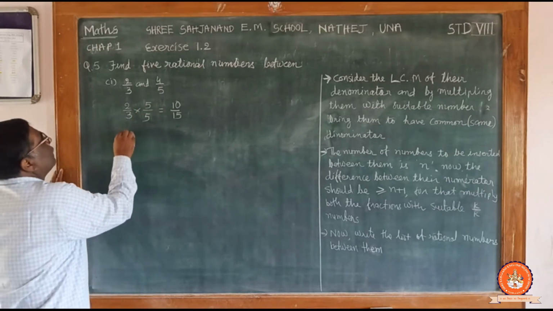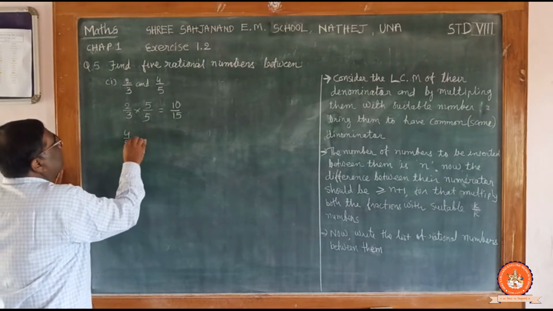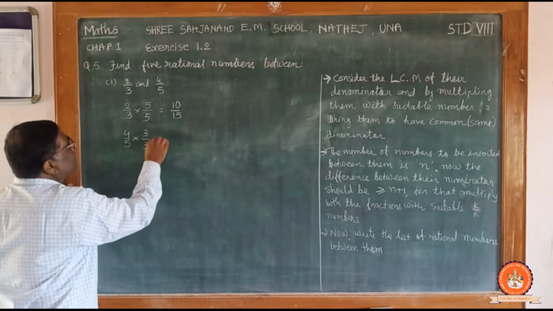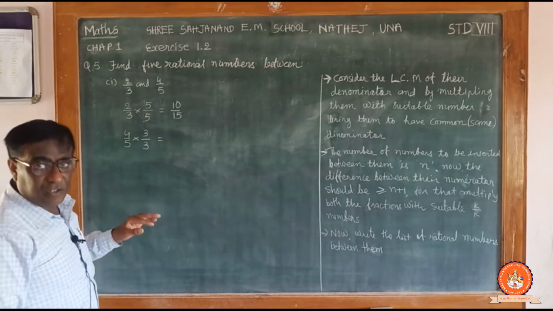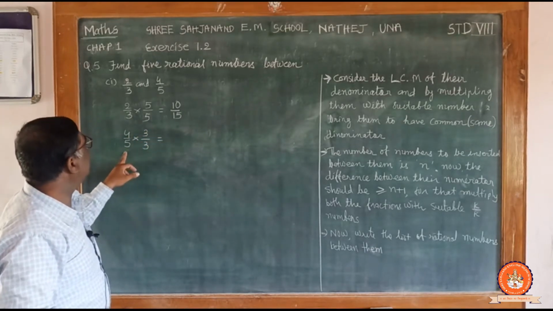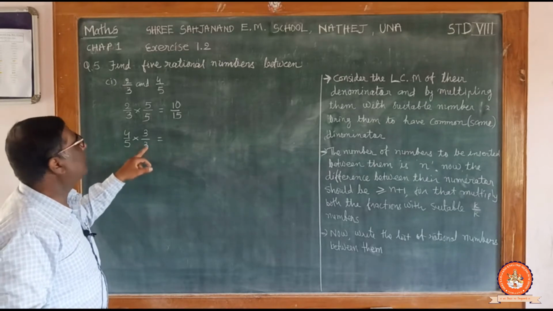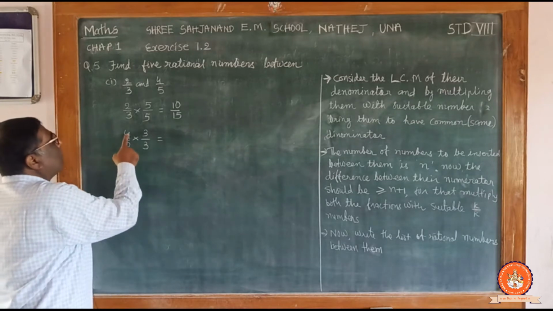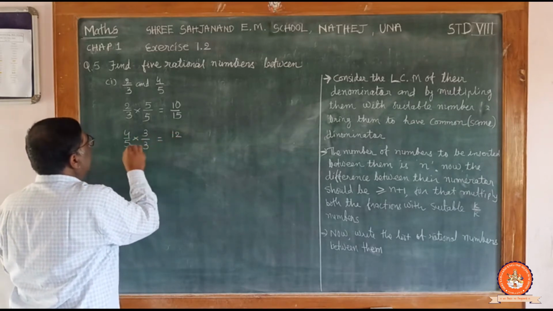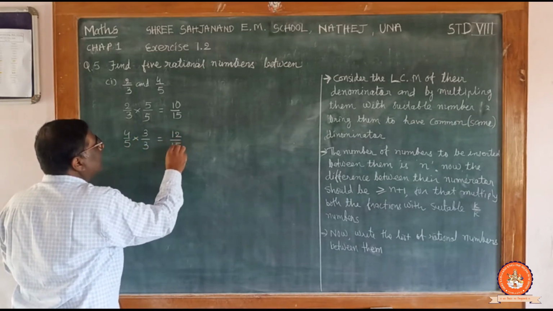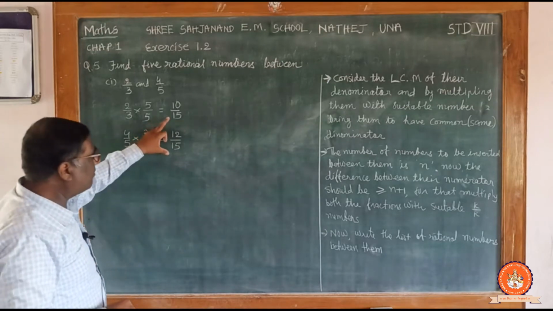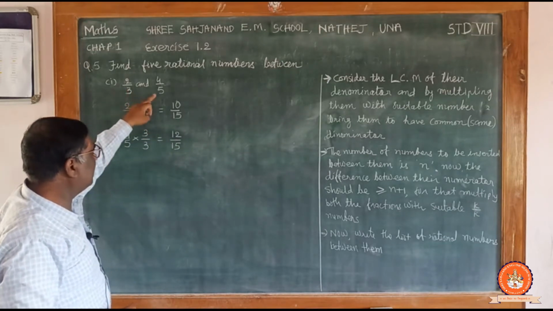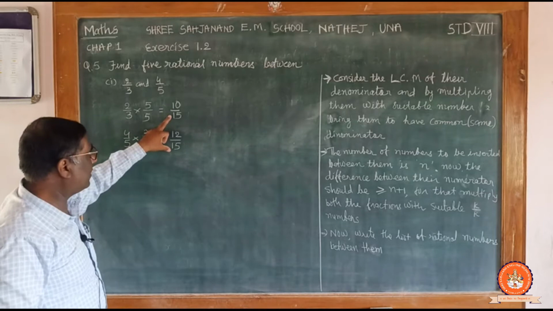Now 4 upon 5 will be multiplied by 3 upon 3 because we want 15 as a denominator. So 5 should be multiplied by 3, so the numerator also is to be multiplied by 3. Now 4 3s are 12 and 5 3s are 15. Now we have brought both the rational numbers to a common denominator.